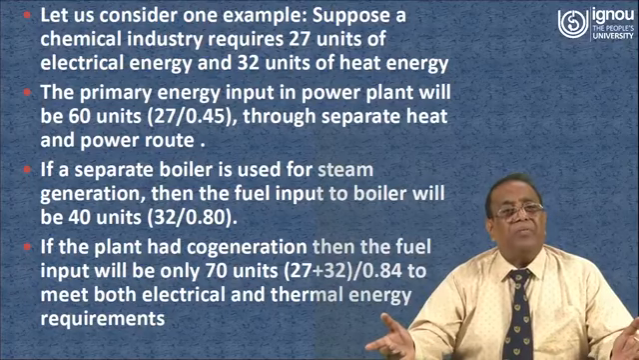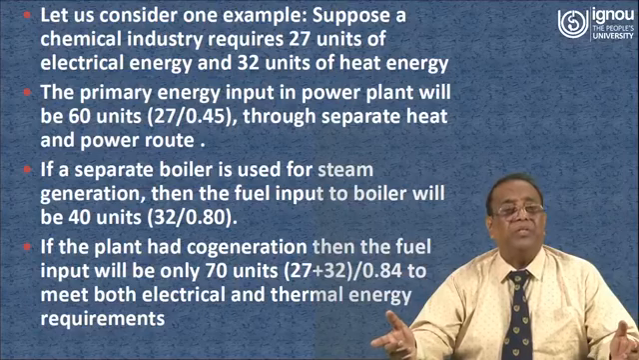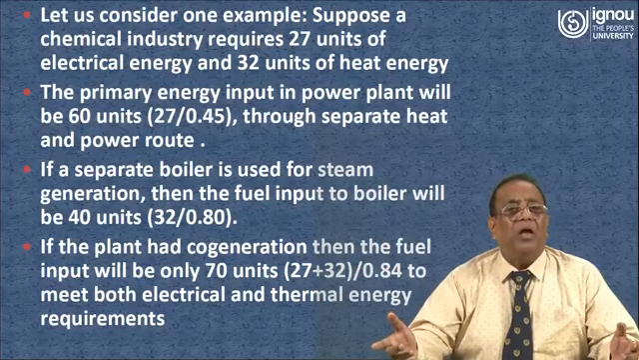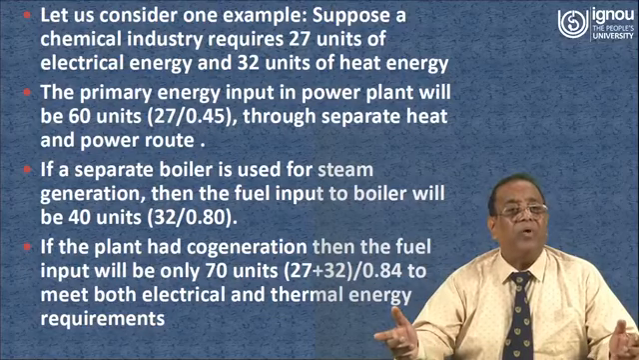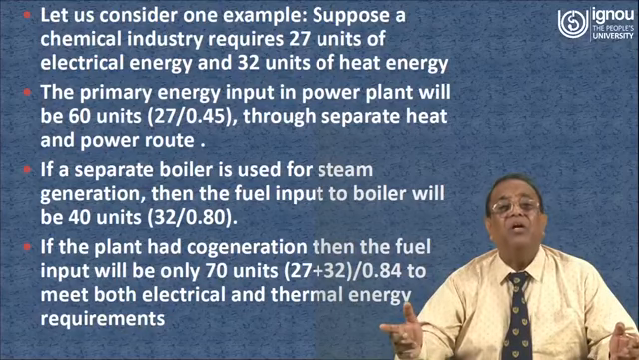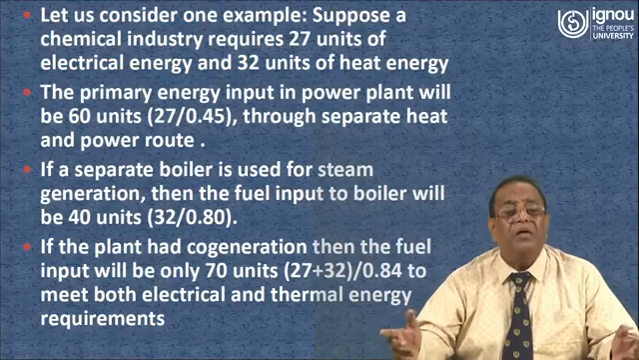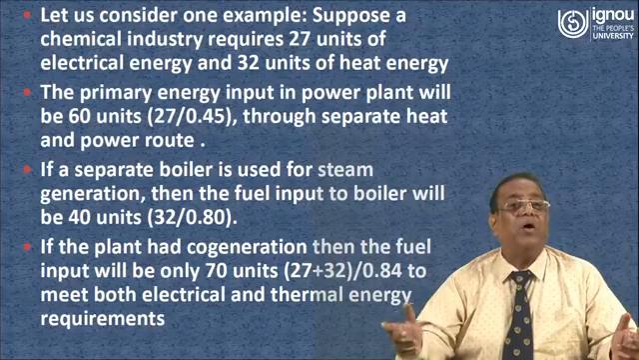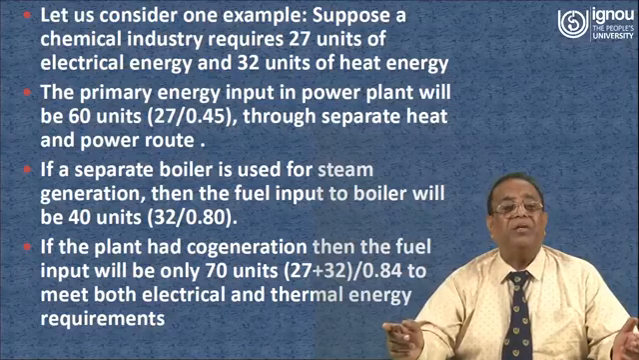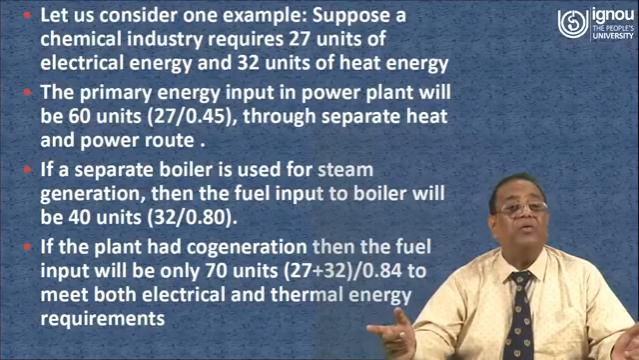If a separate boiler is used for steam generation, then the fuel input to the boiler will be 40 units, because the boiler efficiency is 80%. So, 40 multiplied by 0.8 comes out to be 32. Now, if the plant had cogeneration, then the fuel input will be only 70 units, for the output of 27 plus 32. If the cogeneration plant efficiency is 84% and the input is 70, the output will be 70 multiplied by 0.84, that comes out to be 59. Out of 59 units of energy, 27 is utilized for electrical energy and 32 units for thermal energy.